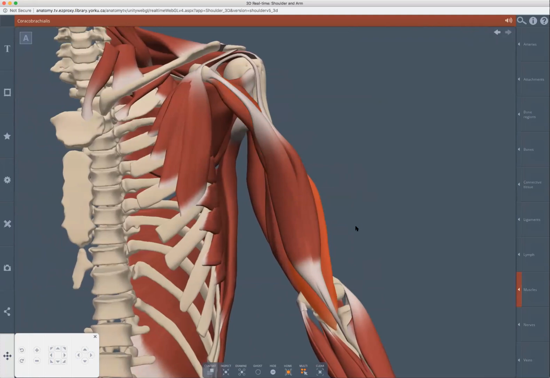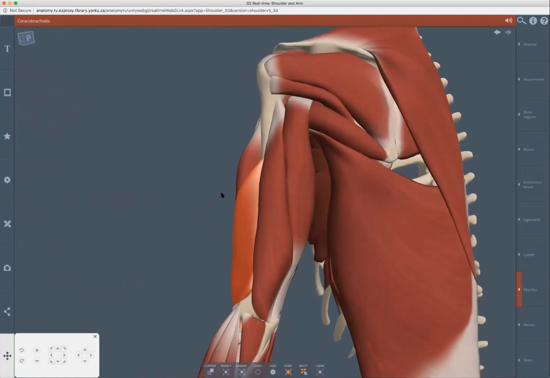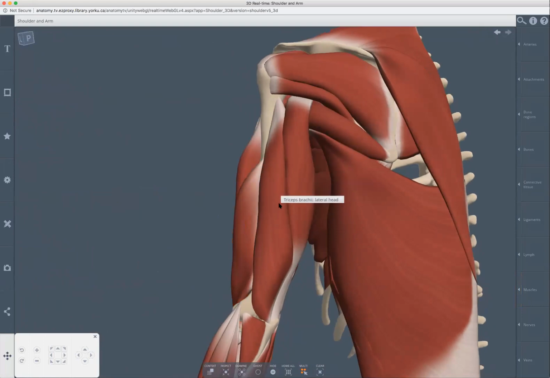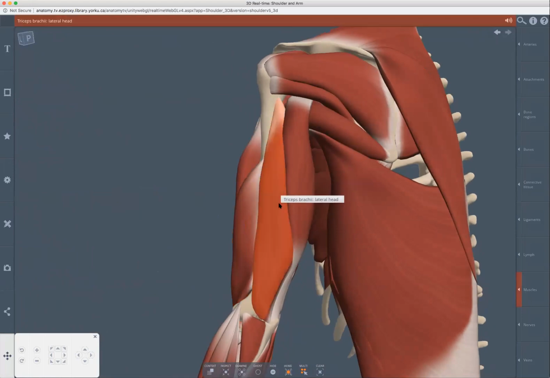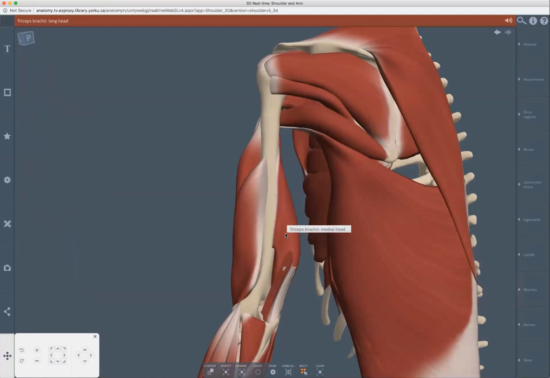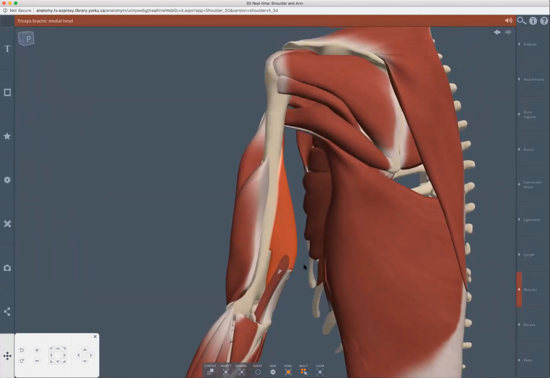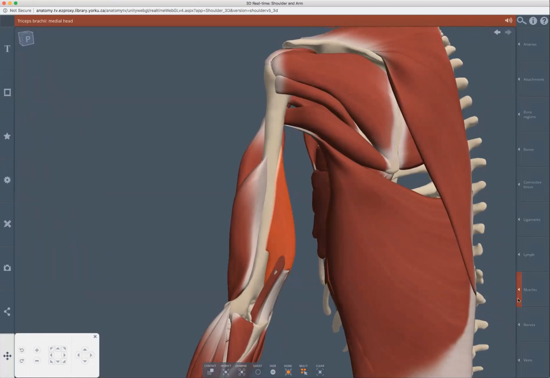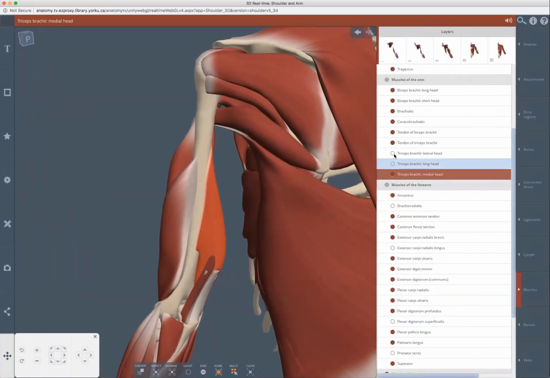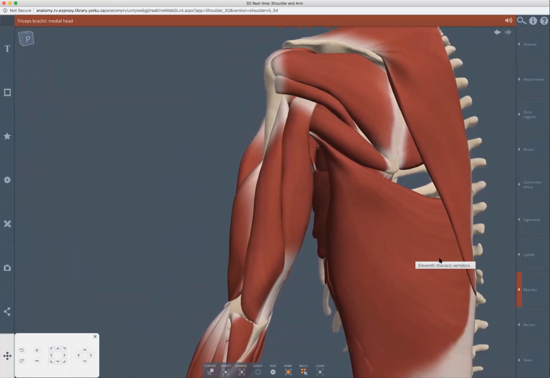Okay, let's flip around here and look at triceps brachii, which is here. So lateral head of triceps brachii, long head of triceps brachii, and we'll actually hide those for a second to show you the medial head of triceps brachii. Okay, let's put all of those back. Oops. There we go. So let's get a good look here.